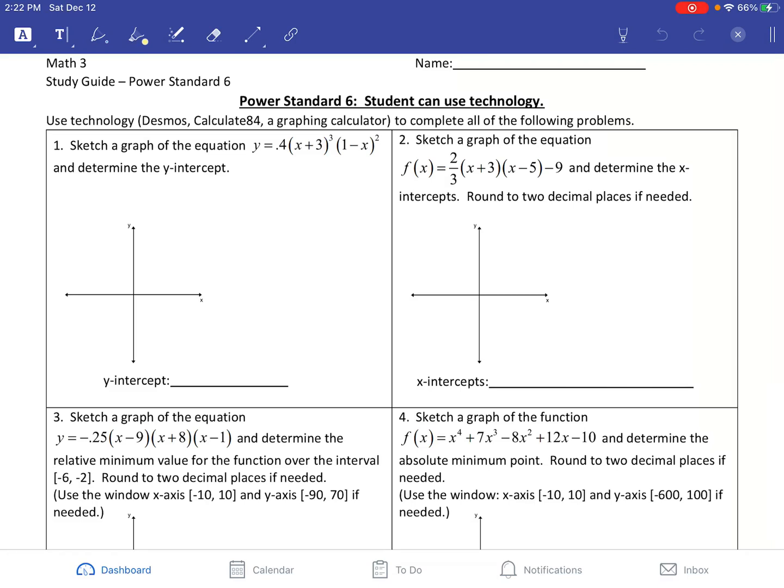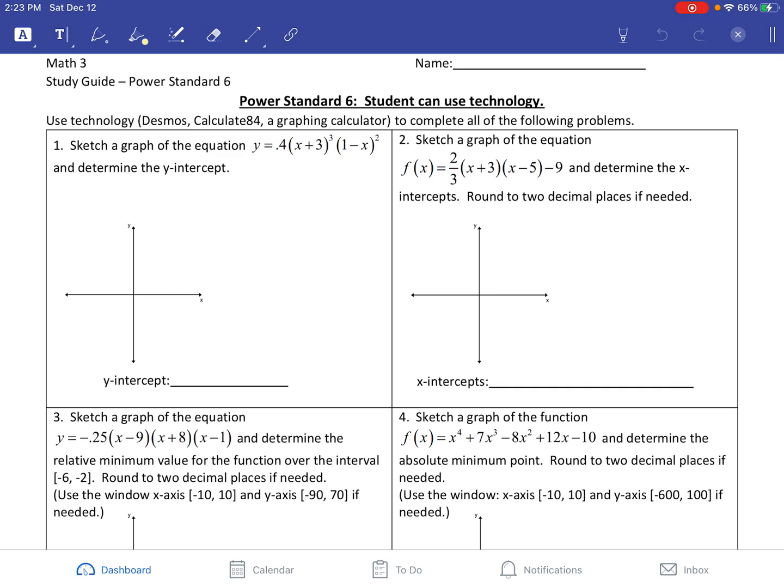So this is the video key for Power Standard number 6 in Math 3. This is all about using technology to solve these problems. So we're going to be jumping back and forth between this sheet and our Calculate84 app. If you don't have the Calculate84 app on your iPad, please make sure you download it. It is free. This is what we're going to be using. So I'm going to show you all the stuff and how to do it there.